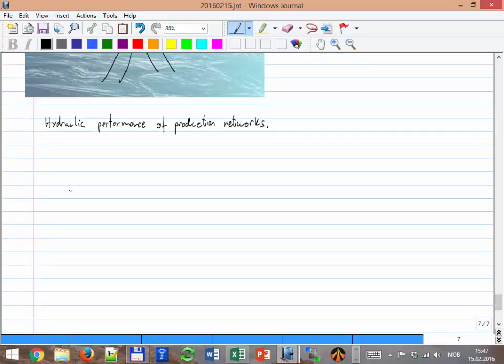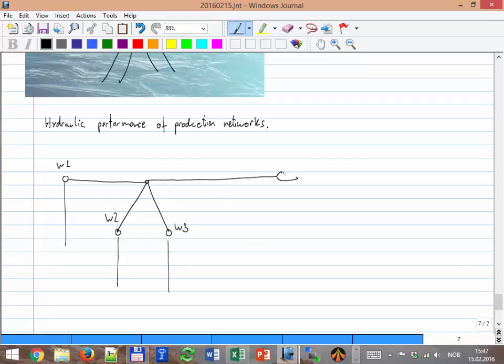Let's put a very simple network of three wells, okay? Here we have well one. Not too complicated, just well two. Well three, and then that goes to a separator. Like, for example, a subsea system.